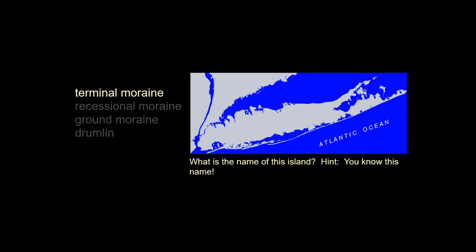So these massive ice sheets, these glacial conveyor belts, left behind some features like the one you're looking at in this picture. And I added the Atlantic Ocean so you can get an idea of where you're looking. So what does that look like to you? Maybe you can recognize it. It's actually Long Island in New York. So that's Long Island. Long Island is a massive terminal moraine.